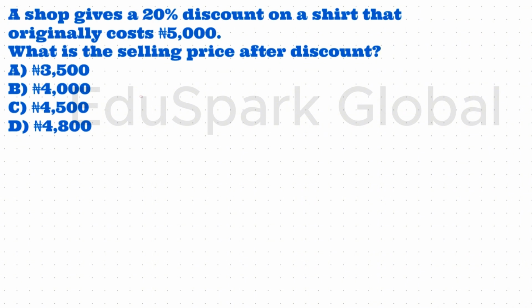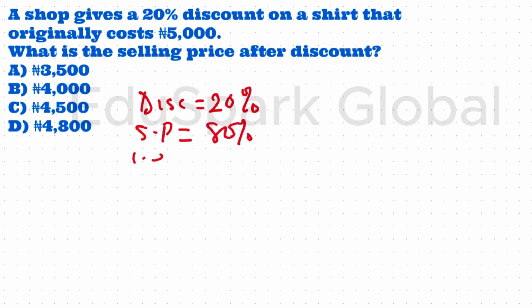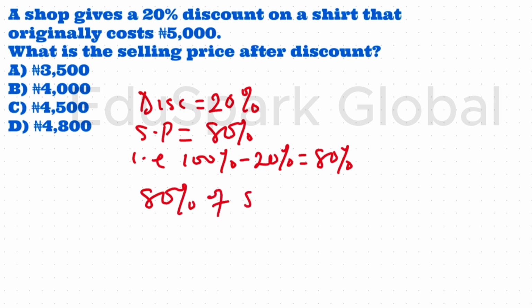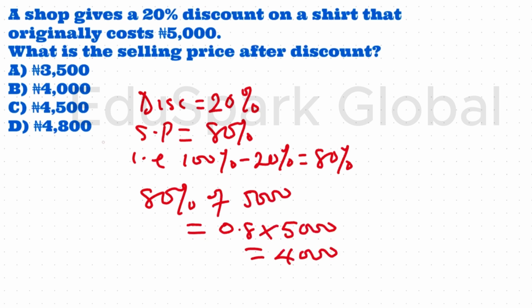This question can also be solved using this method. Now, since the discount given was 20%, it means that the selling price will be 80%. So SP will be 80%. That is 100% minus 20% will give us 80%. So we have to calculate 80% of 5,000 naira. So we have 80% of 5,000 will be 0.8 multiplied by 5,000. That will give us 4,000. So option B is the answer using the second method.